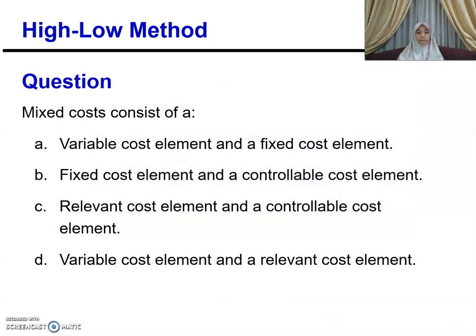And then this one: mixed cost consists of which one? A, the variable cost element and a fixed cost element, or B, fixed cost element and a controllable cost element, C, relevant cost element and a controllable cost element, or D, variable cost element and a relevant cost element. So your answer would be the variable cost element and a fixed cost element. So that is your mixed cost.